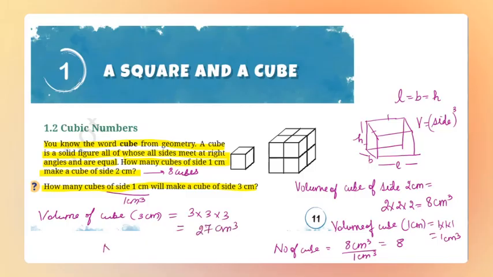Now again, the number of cubes will be, you will divide the volume of the cube with side 3 centimeter by the volume of the cube with side 1 centimeter. So 27 centimeter cube divided by 1 centimeter cube, and hence you get the answer as 27 cubes. So you can make 27 cubes of side 1 centimeter from a cube which has a side of 3 centimeter.